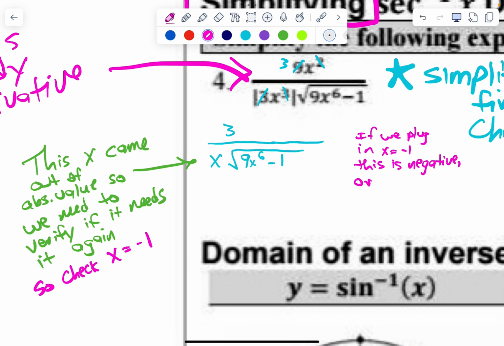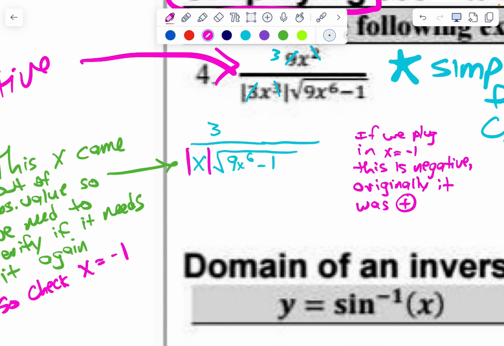This is negative, or originally it was positive. In other words, if you plug -1 up here, do you see how that is positive? If I plug -1 for x there, -1 squared is positive. It would be positive over positive. But for this one, it's +3 over negative, which is not the same. Okay, so we need absolute value on the x to make sure the whole thing stays positive.